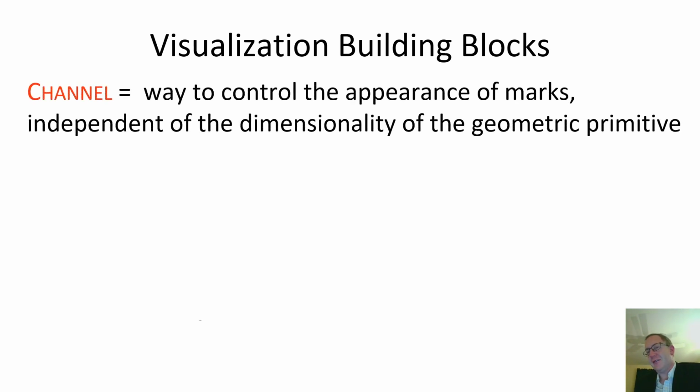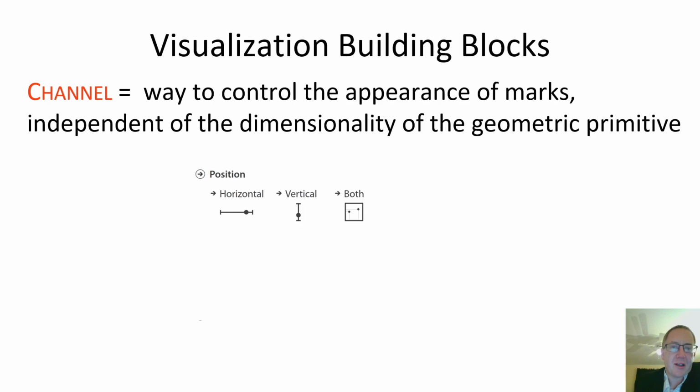A channel is the way you can control the appearance of the mark. So it's independent of the dimensionality of the geometric primitive. The channel is what is controlling the geometric primitive, versus the mark, which is actually the geometric primitive. So hopefully we have a nice little example of this, and if we don't, I'll find one.